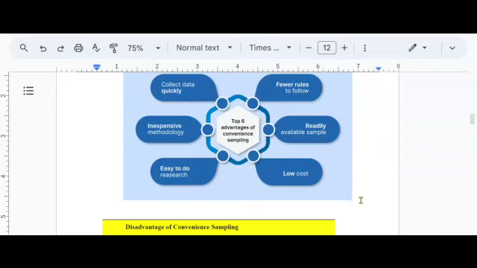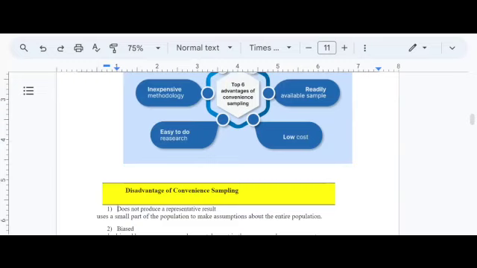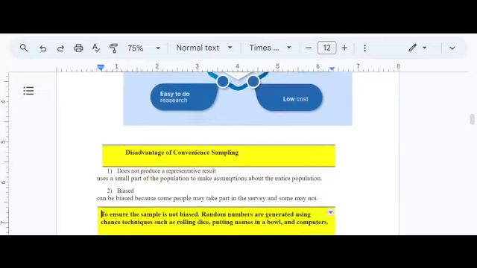But what's the disadvantage? It's not representative. You're only taking your friends. Naila, she's taking her friends only. So it does not produce a representative result and is biased. Is this clear? Yeah. Okay.